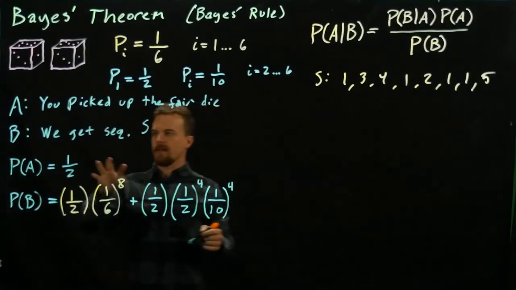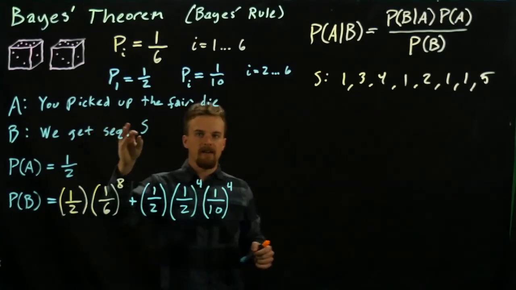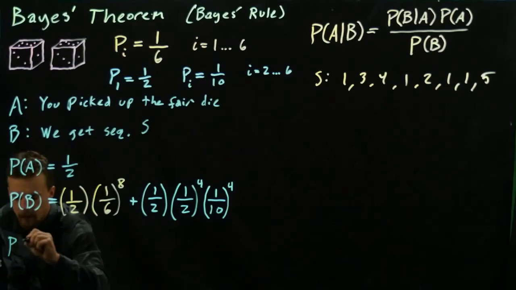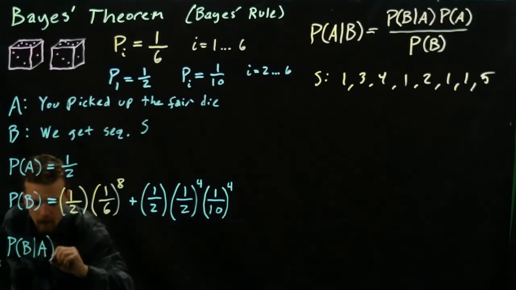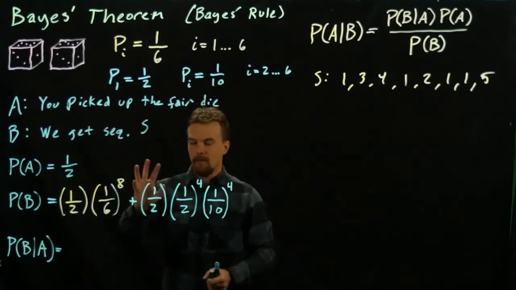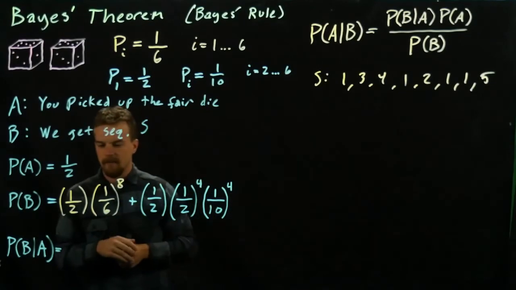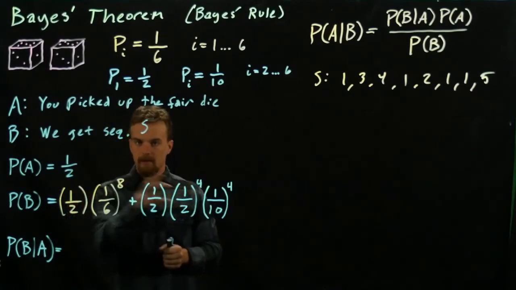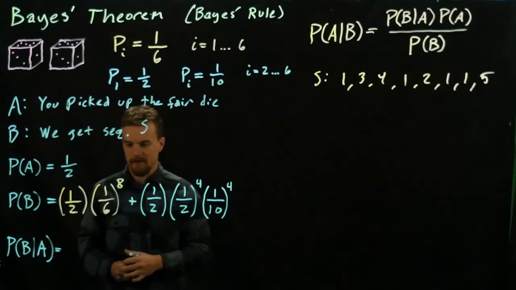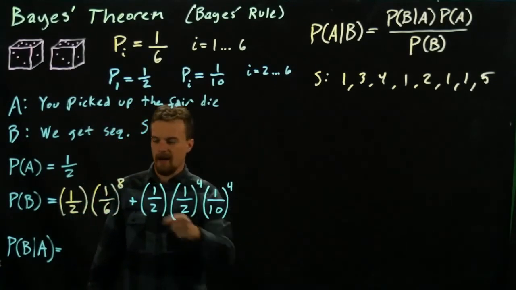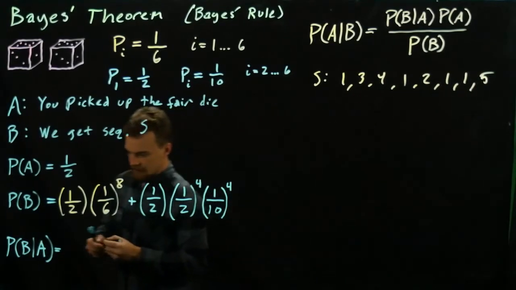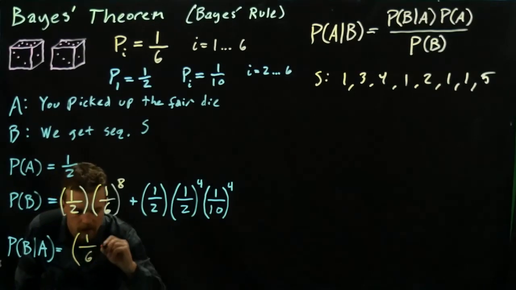Now, what is that? Let's say that in words. The probability we get sequence S given that we have picked up the fair die. So let's write that here: probability of B given A. We've actually come up with that already. It's a little tricky to see. Here we didn't know which die we picked up, right? But the probability of this sequence with a fair die is, forget the 1/2 there. The probability of this sequence, given that we have a fair die, is just 1/6 to the power of 8, right? If we knew the die was fair, it would just be equal probability 8 times. So the probability of B given A is 1/6 to the power of 8.